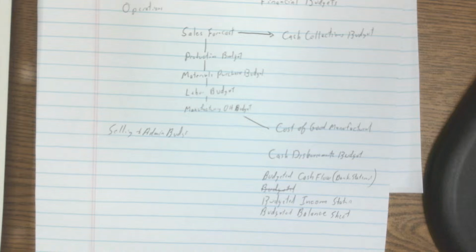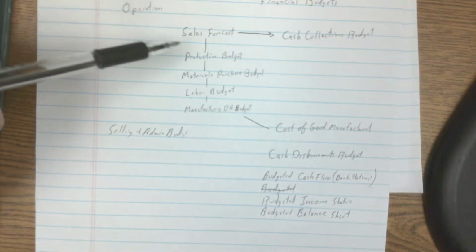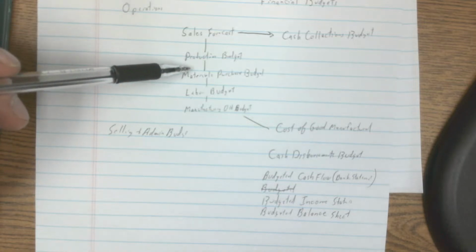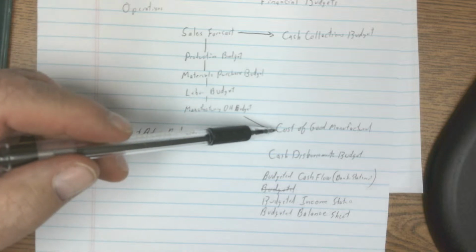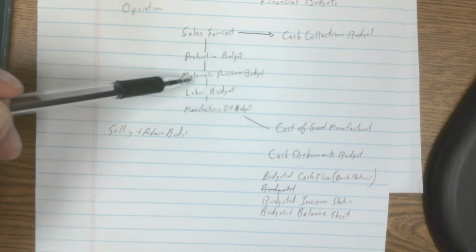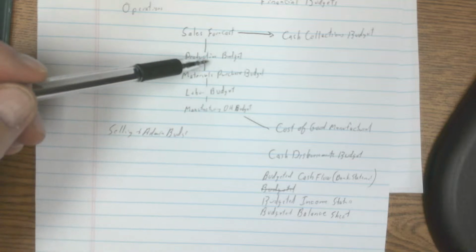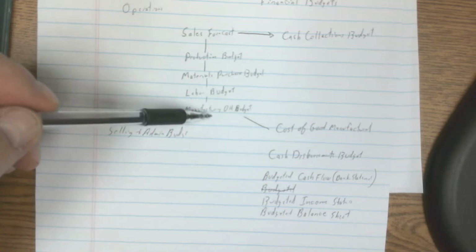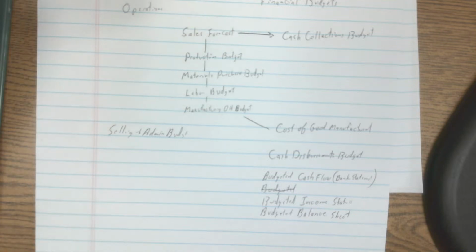Sometimes they can be done a little bit out of order, but you're obviously going to have your materials purchases budget, your labor budget, and your manufacturing budget in order to get the cost of goods manufactured. You're also going to need these for the cash disbursement, so those are going to have to come first. You're going to have the production budget before you can do any of these three, and you have to have the sales forecast. So that's basically the order that we do these budgets in.